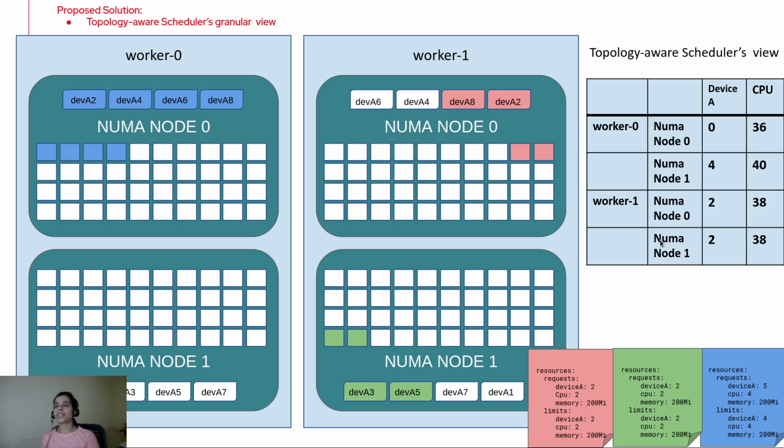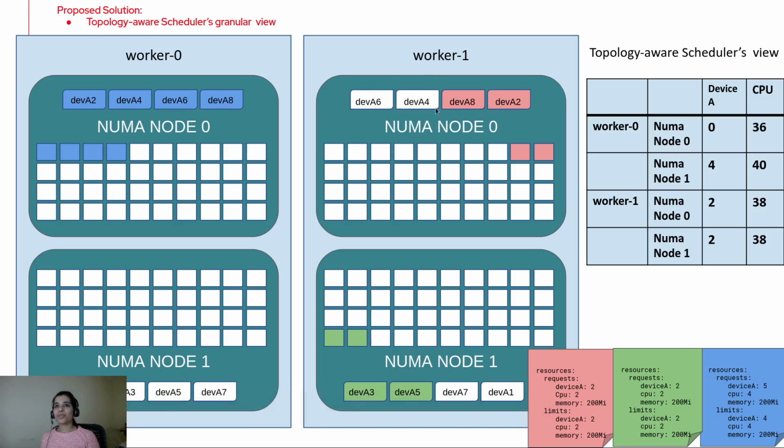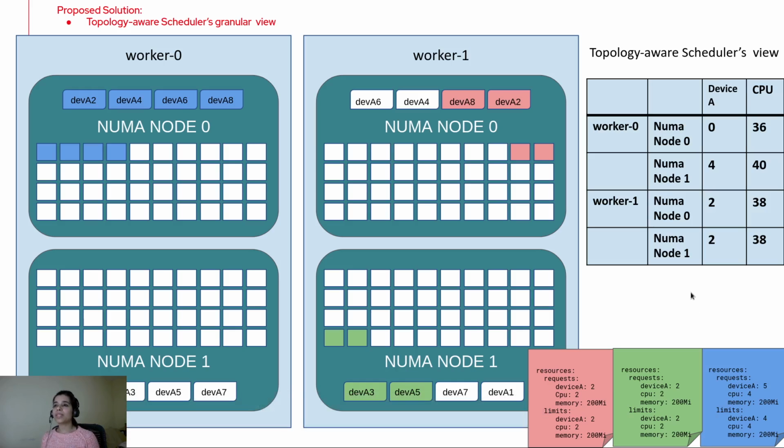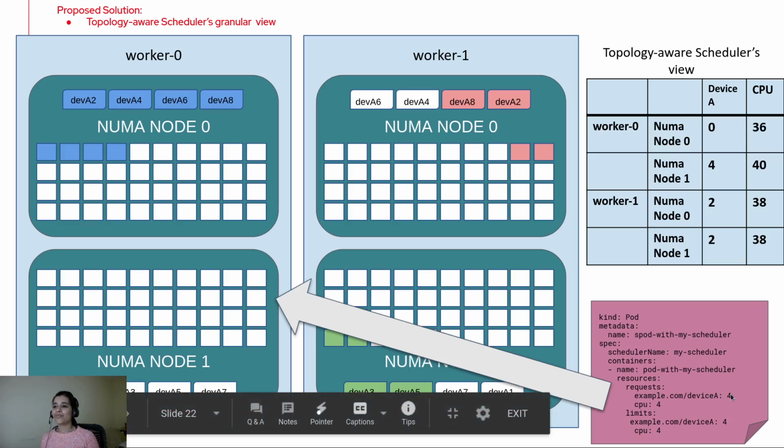Now with the topology-aware scheduler, the view is more granular. We have visibility into resources at a NUMA node level. For example, on worker 0, NUMA node 0, we have no devices available and 36 CPUs available. On NUMA node 1, we have 4 devices available and 40 CPUs. On worker 1, we have 2 devices available on both NUMA nodes and 38 CPUs on both. So now the view is more granular, which enables it to make an intelligent decision. Again, when a similar pod request comes in requesting 4 instances of devices and 4 CPUs, it is able to place it on the right node.